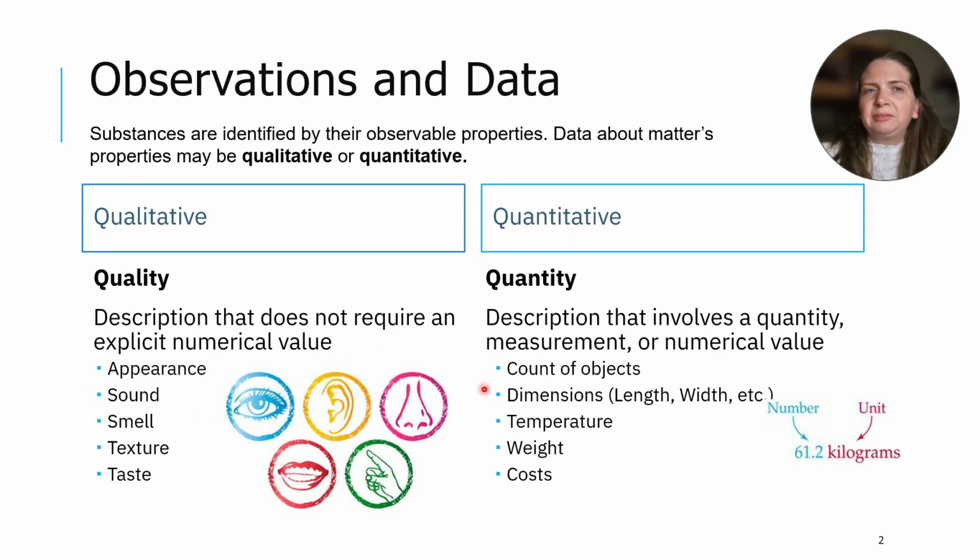Quantitative data involves measurements with numerical values, such as counts, dimensions, temperatures, volumes, distances, and masses. These measurements typically include both a number and a unit.